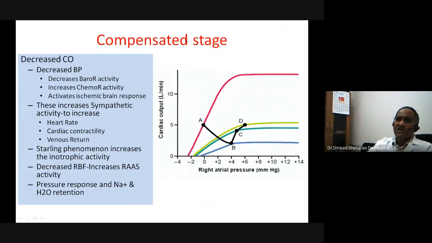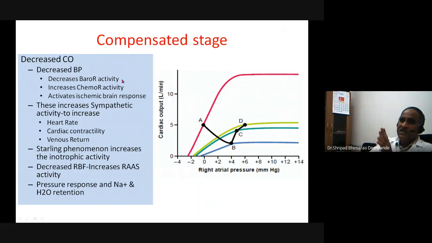The compensation, what happens? How is the compensation taking place? In the compensated stage, there is decreased blood pressure and a decreased cardiac output. Already you see that. And this decreases the blood pressure. The decrease in the blood pressure decreases the baroreceptor activity. So that means the number of discharges reaching the NTS via the glossopharyngeal nerve and the vagus nerve are diminished.